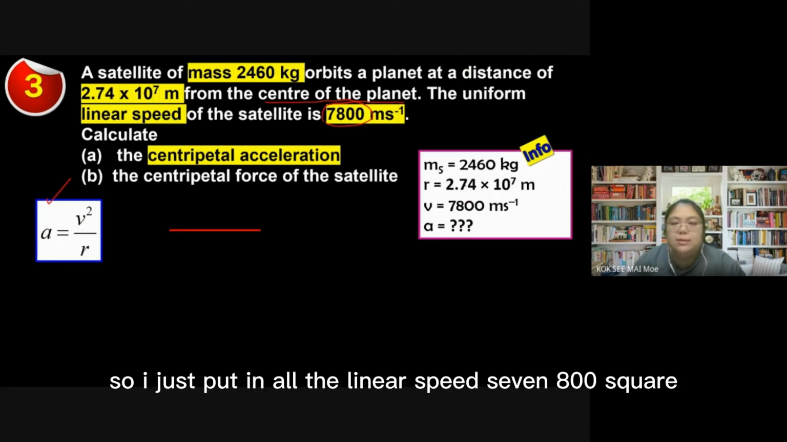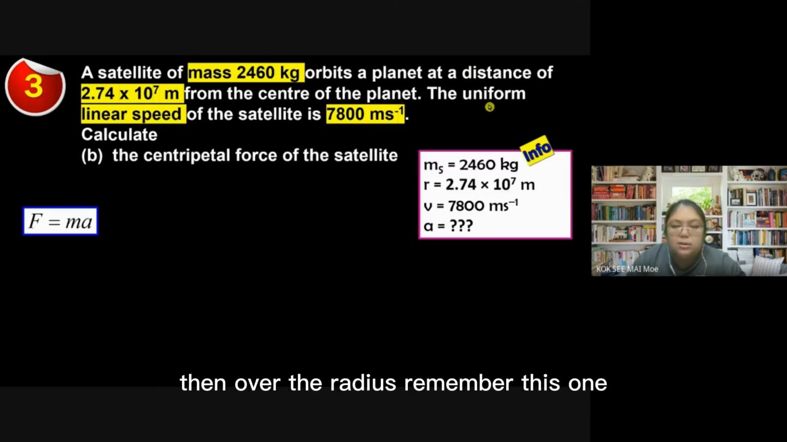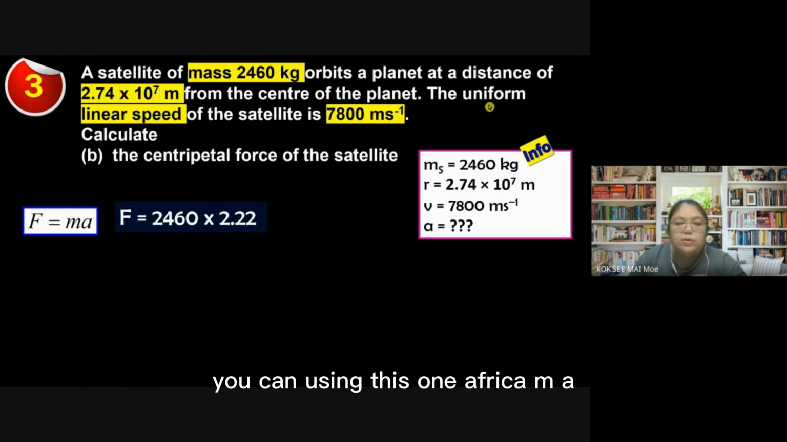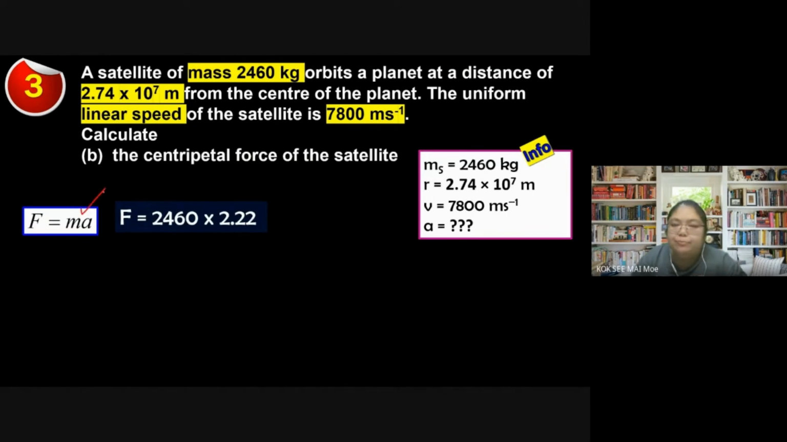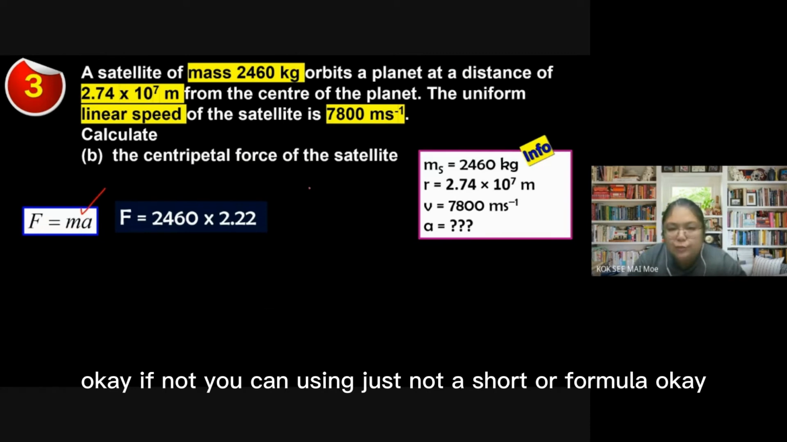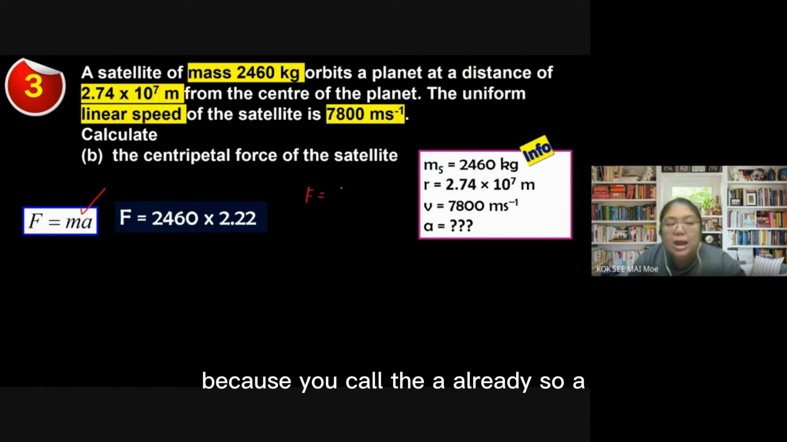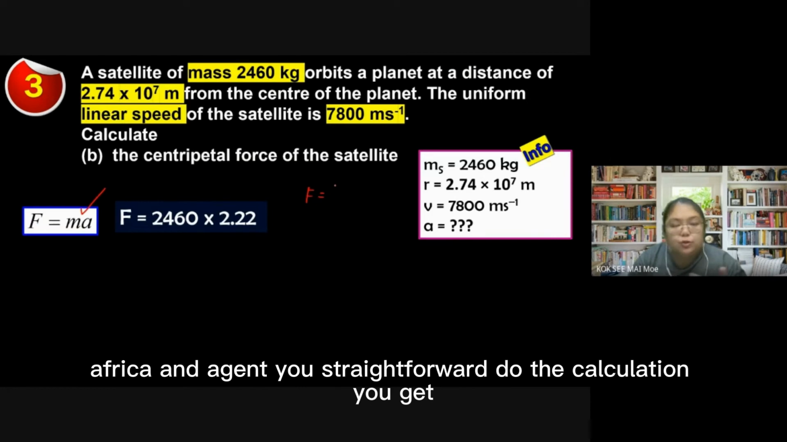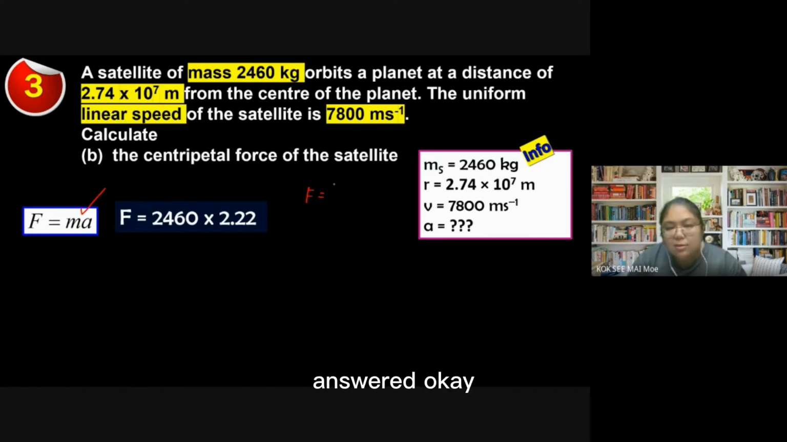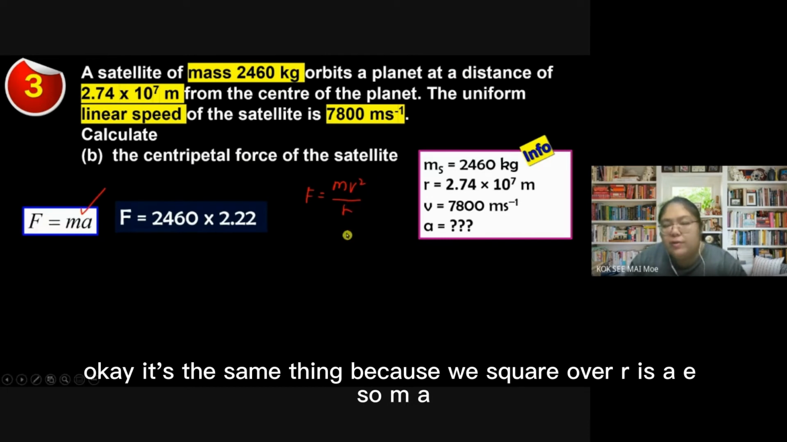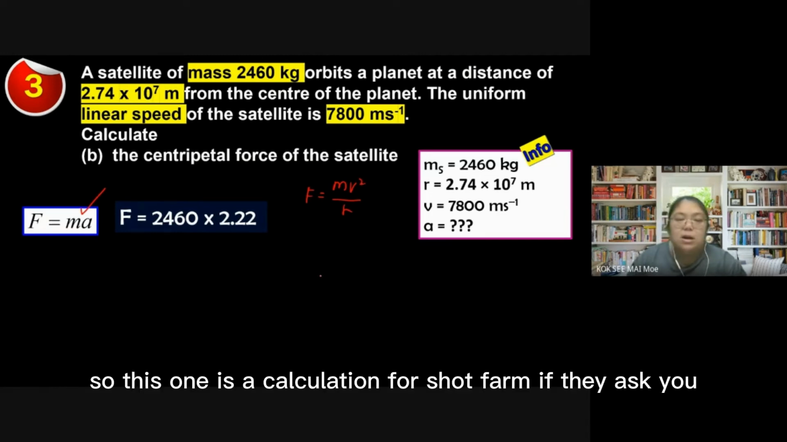So I just put in the linear speed, 7,800 squared. Still the same thing. You can use F equal MA, or you can use the formula I just showed you, because you counted the A already. So F equal MA, then you straightforwardly do the calculation and you get the answer. Or you can redo it: M, then V squared, then over R. It's the same thing because V squared over R is A. So MA.